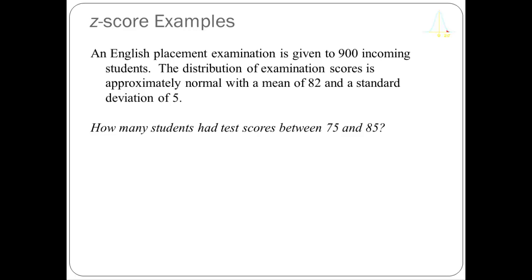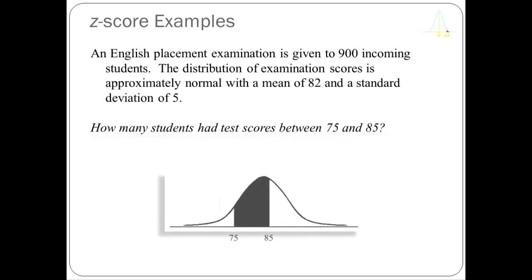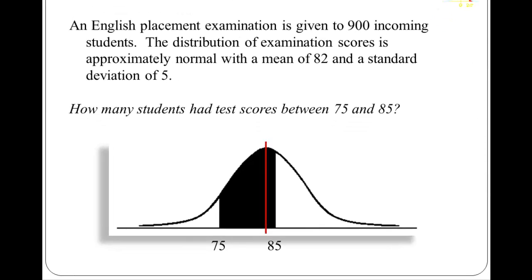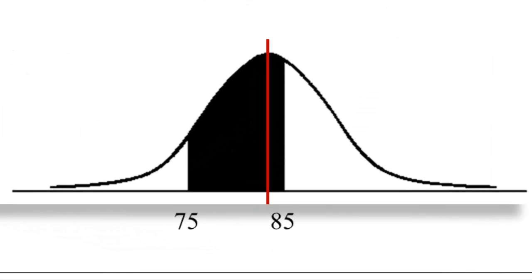This example is a little bit different. So we have the same English placement exam, same mean, same standard deviation, but now I'm interested in how many students had test scores between 75 and 85. When I graph that out to see what my problem looks like and what information I know, you can see that the vertical red bar that represents the mean of 82 falls in the middle of this range of values. It falls between 75 and 85.